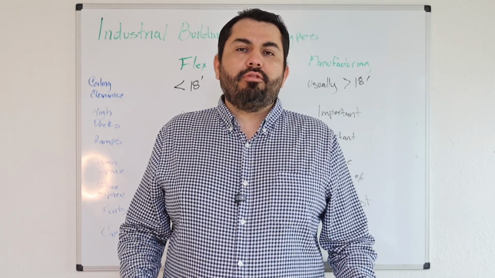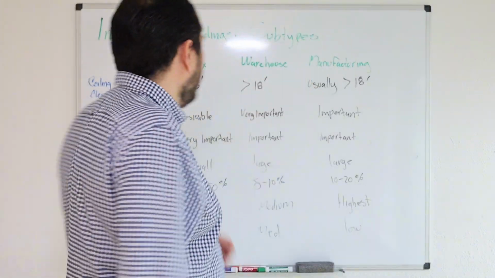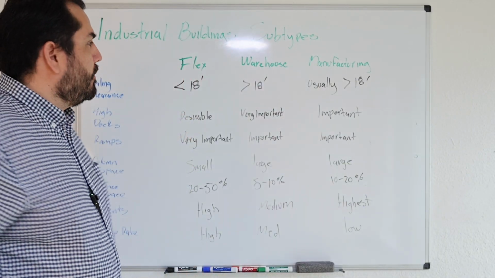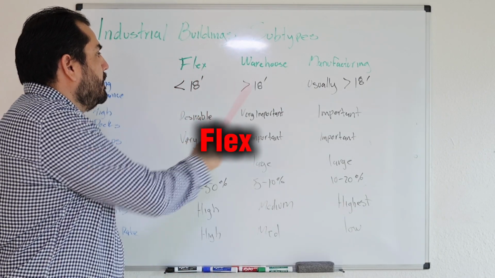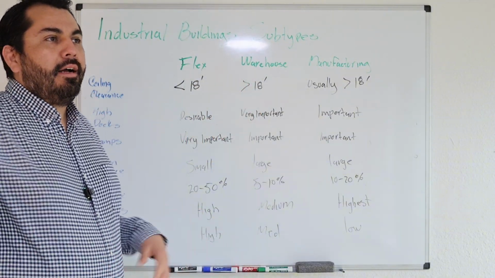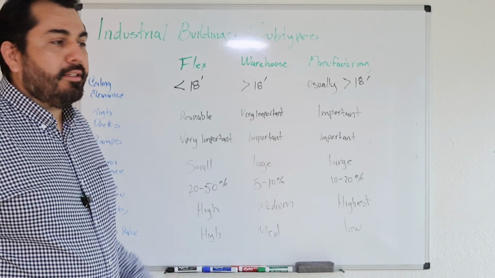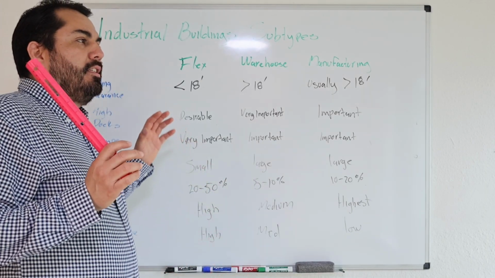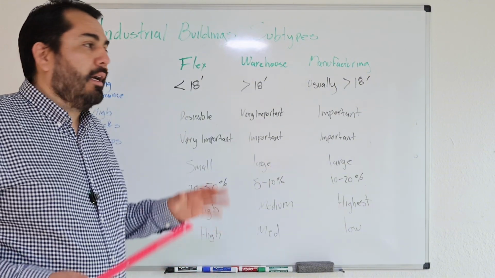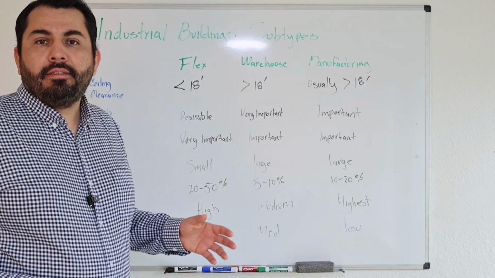Okay, so let's take a look at the three most important subtypes of industrial properties. We have three main types: flex, warehouse, and manufacturing. The first one is kind of between an office and a warehouse or a manufacturing facility. So it's the smallest space. This is for startups or service companies, for example, construction companies or cleaning companies.